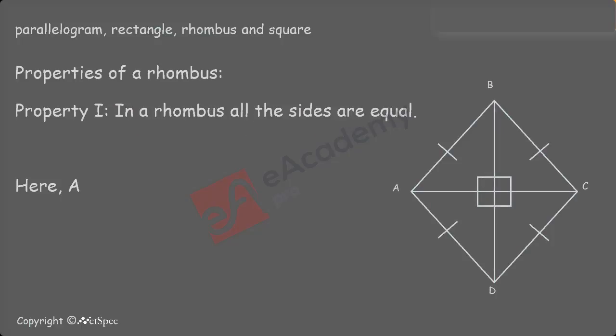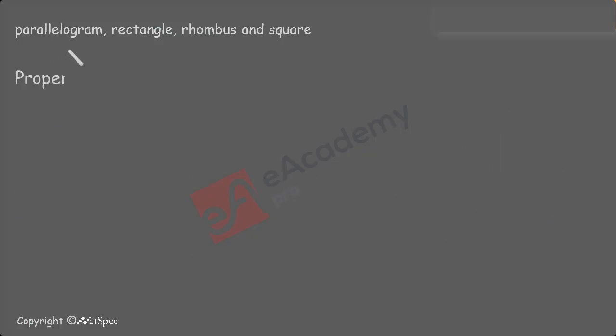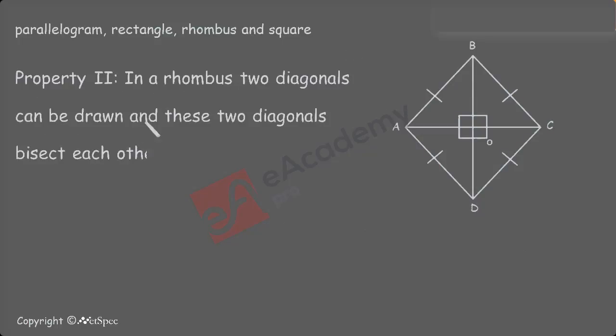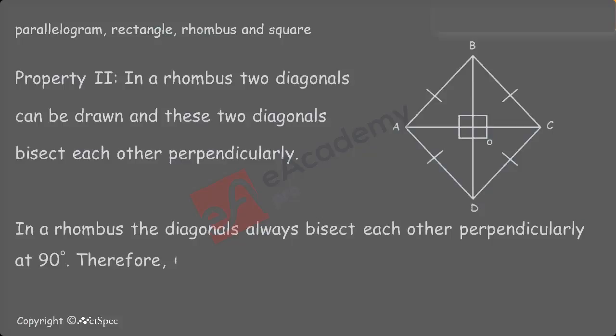Here, AB is equal to BC, BC is equal to CD, and CD is equal to AD. Thus, all the sides are equal. And the second property is, in a rhombus, two diagonals can be drawn and these two diagonals bisect each other perpendicularly. In a rhombus, the diagonals always bisect each other perpendicularly at 90 degrees. Therefore, OB is equal to OD, AO is equal to OC.